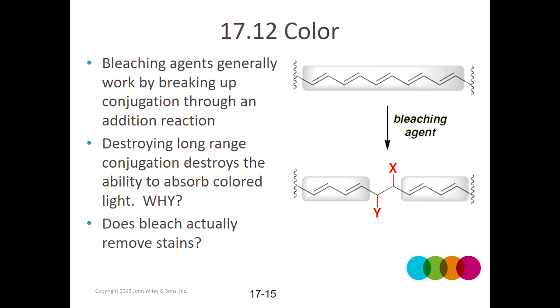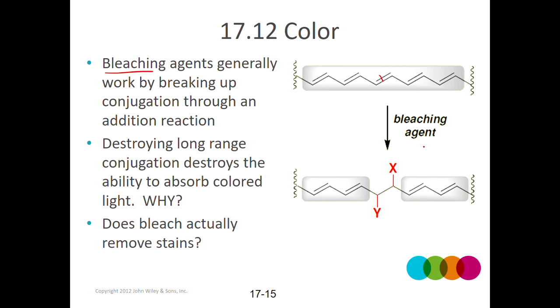If you want to get rid of the color in some compound, if it has color due to this extended conjugation that we've been talking about, one way to do that is to add something across one of the pi bonds. So when you bleach a stain, you're not really removing the stain. You're actually just adding across a pi bond. That's what bleach does. It does an addition reaction.